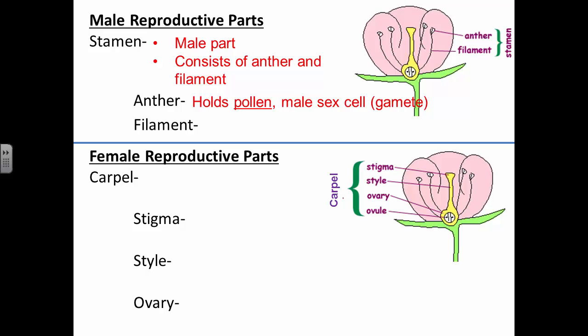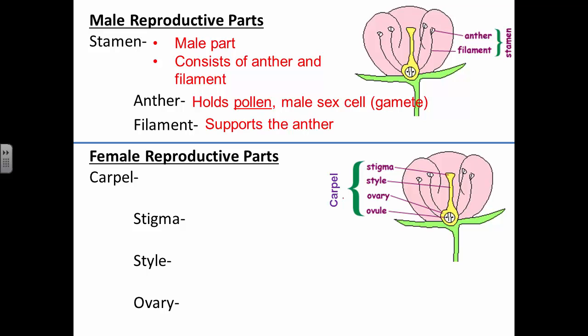And the filament is like this little stalk that holds the anther up inside of the flower. So those are the male parts of a flower. And their job really is just to produce these pollen grains, these gametes, these reproductive cells.